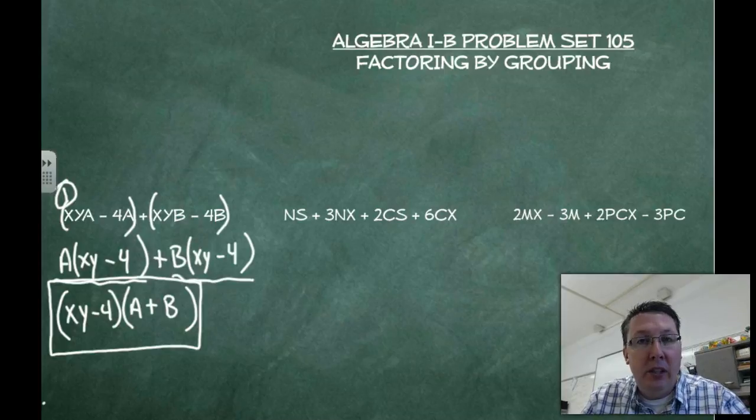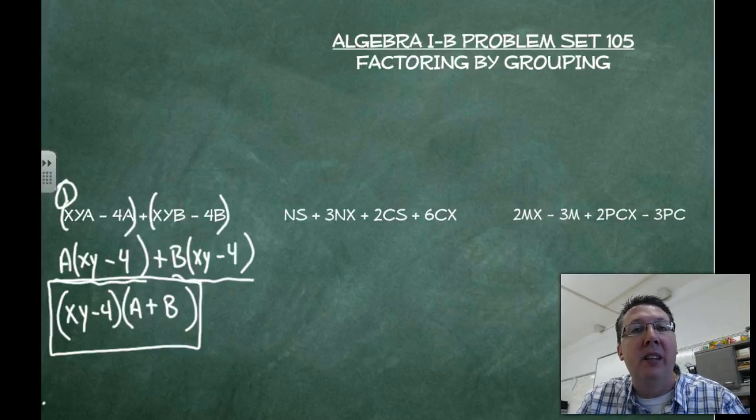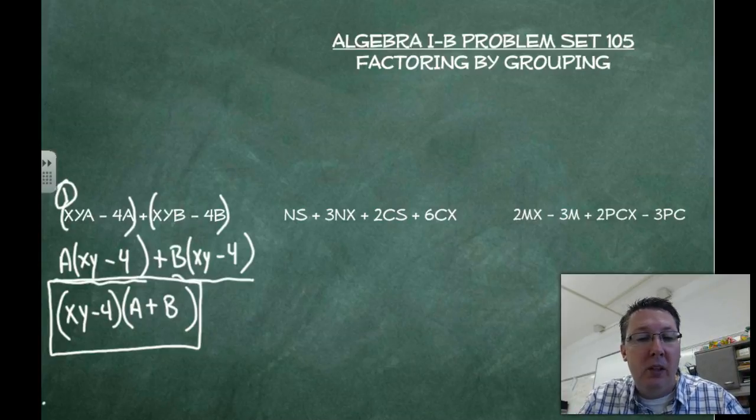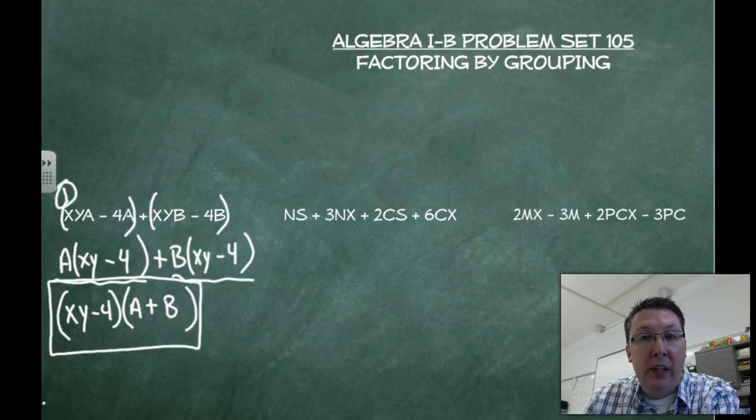Now, one thing you'll notice on these problems, it is possible we could have rearranged the equation from the very beginning and grouped things slightly differently. On this problem, we have some minus signs we'd have to worry about, but we could have grouped them, put the xya and the xyb together, and the 4a and 4b together.